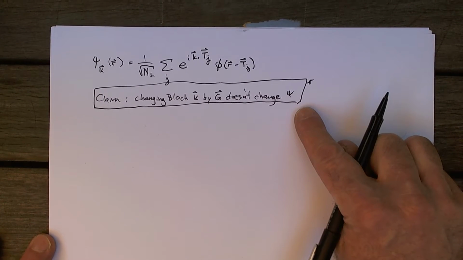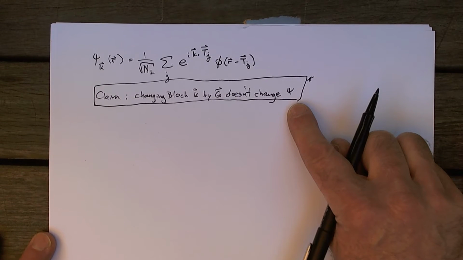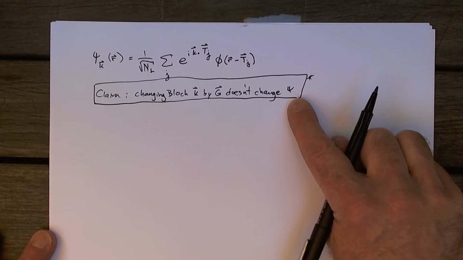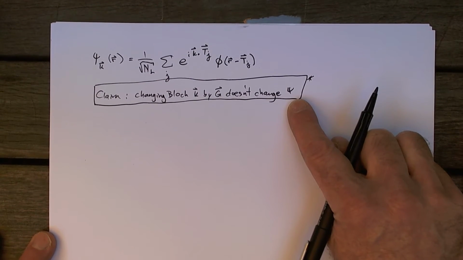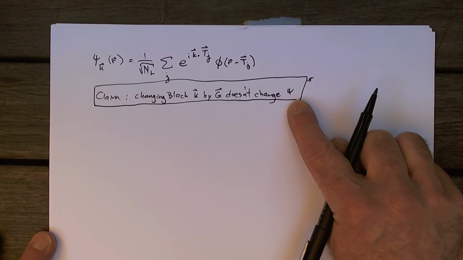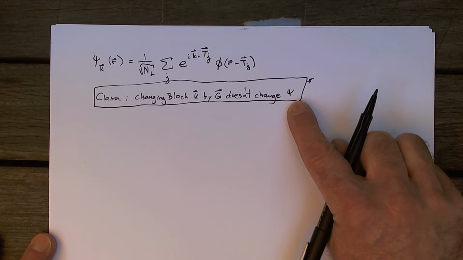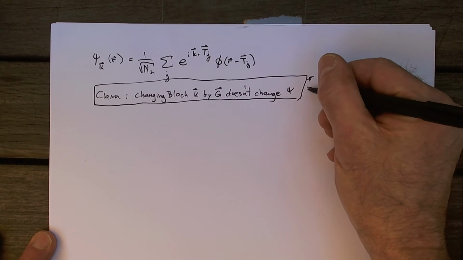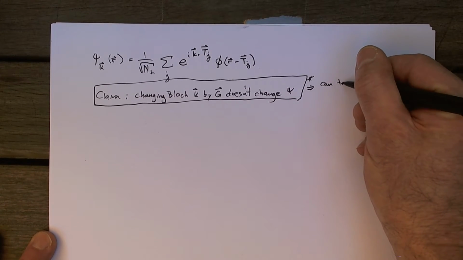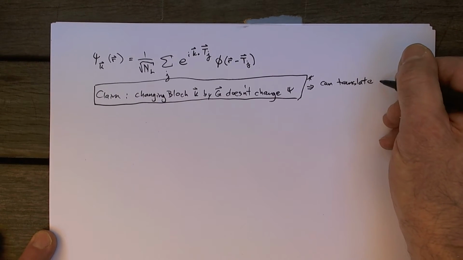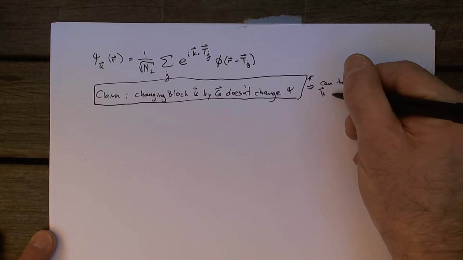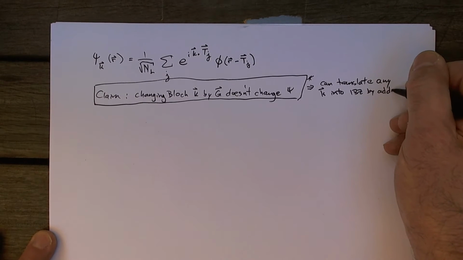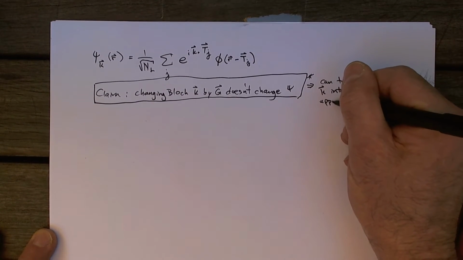I'll just point out a consequence of this. We've seen this theorem before for phonons, but now we're talking about electrons, and in particular we're interested in conduction electrons, although this theorem would be true for any electrons in the solid. And so the consequence of it means that we can, as we saw for phonons, translate any Bloch wave vector back into the first Brillouin zone by adding an appropriate reciprocal lattice vector.